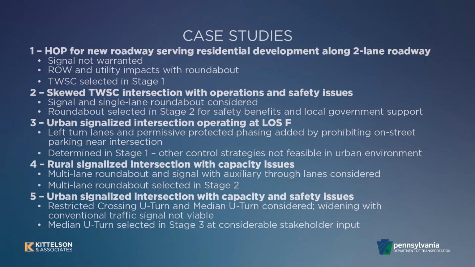These case studies illustrate typical projects where ICE would be applied and have a full set of completed ICE forms corresponding to the number of stages of ICE for each example. The examples are an HOP for a new roadway serving a new residential development, a skewed two-way stop control intersection with operational and safety issues, an urban signalized intersection operating at LOS F, a rural signalized intersection with capacity issues, and a large urban signalized intersection with capacity and safety issues.